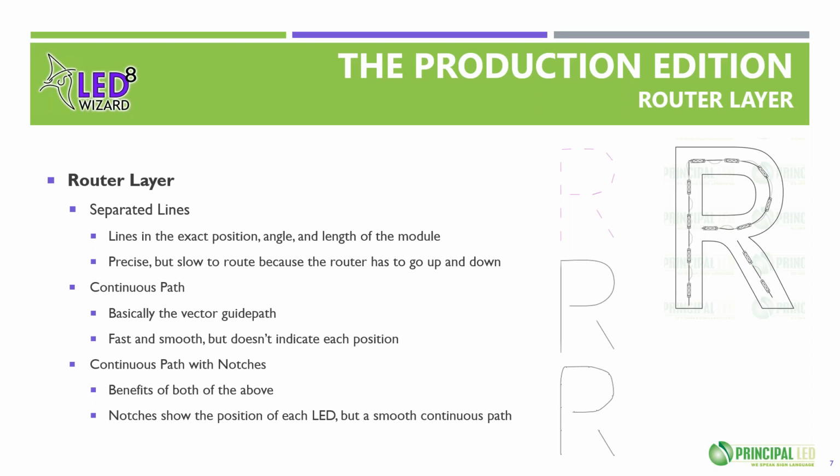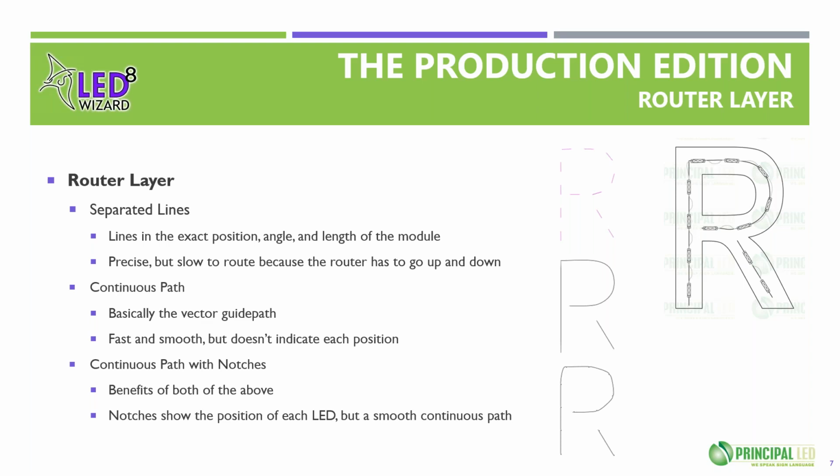Specifically in the software, there are three options. And of course, I'll show these here in a minute. The first one, which actually was from the prior LED Wizard 7 version, is separated lines. It's a top graphic here. It's a little line that's in the exact position, angle, and length of the module. This is very precise, but it's a little bit slow, because the router has to go up and down. And I don't think we appreciated that when we designed this up front, that the up and down movement of a router is slow.